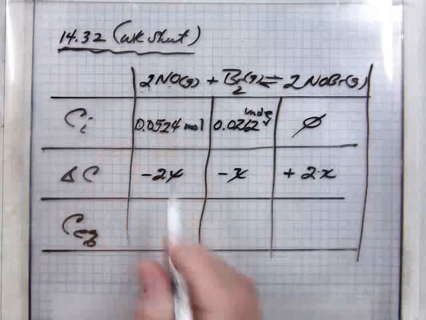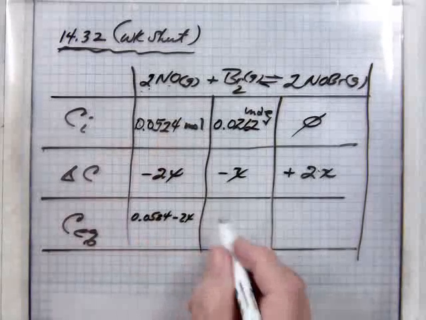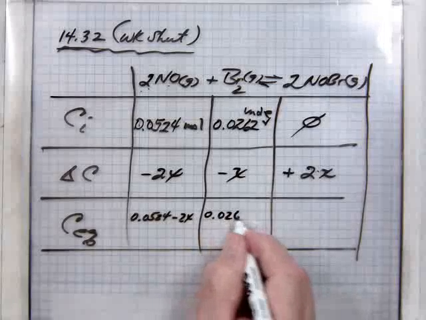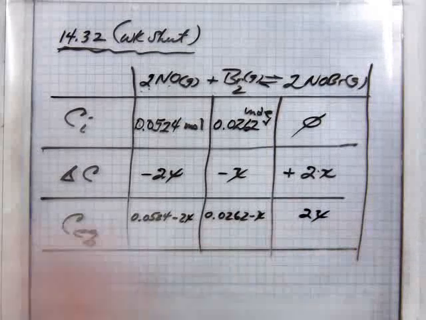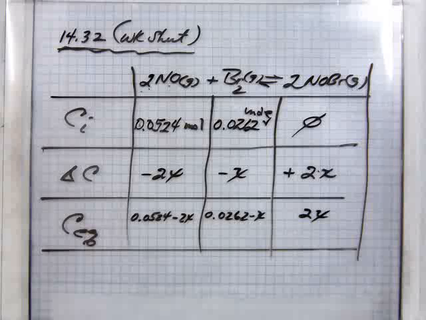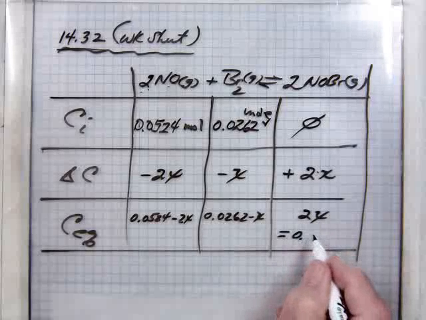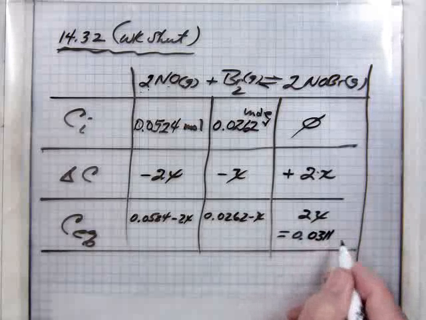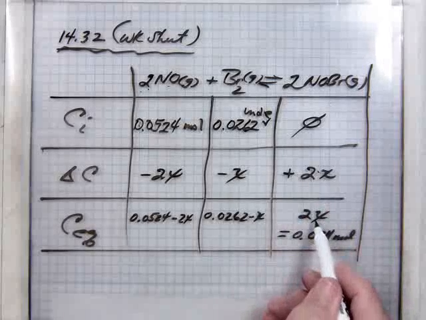Algebraic sum of these two would be 0.0524 minus 2X. This would be 0.0262 minus X. And 0 plus 2X are just simply 2X in there. Now, we read on. It says gives an equilibrium mixture containing 0.0311 mole of nitrosyl bromide. And it gives you 0.0311. See, this is all of the nitrosyl bromide. However, that is equal to the 2X.